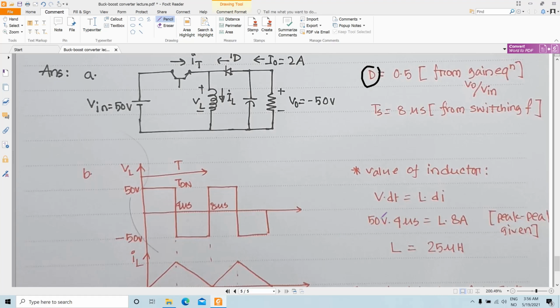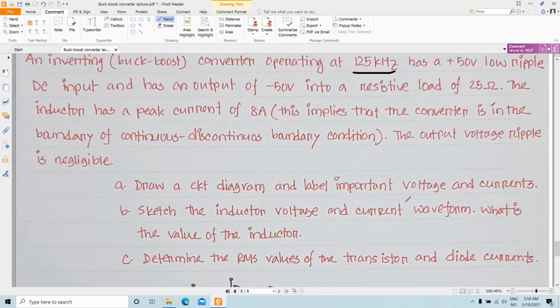So this is our 50 volt during the on time. The inductor voltage is 50 volt, the same as the input voltage, multiplied by the on duration, which is 4 microsecond, because our duty cycle is 0.5 and the time period is 8 microsecond, and that equals L times di, and di is 8 amp. This comes from the question.